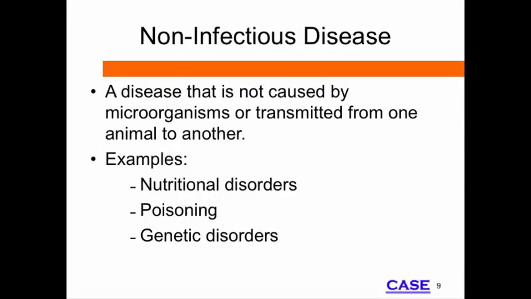Some diseases are caused by a genetic or nutritional problem. Genetic disorders are caused by mutations and may be passed on to offspring. Some mutations are beneficial, while others are harmful or even lethal. Nutritional disorders were discussed in Unit 5, Animal Nutrition, and are caused by improper feeding practices.